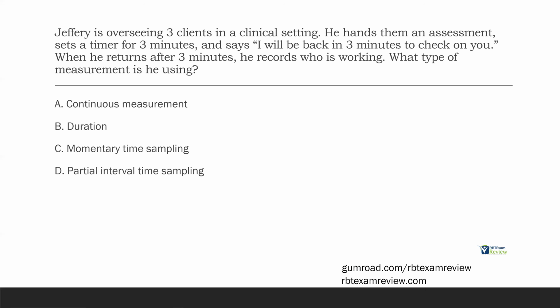You record. A more specific type of momentary time sampling might be PLA-check, planned activity check. However, it is not one of our options. So we're going to go with the next best thing, which is momentary time sampling. And then D, partial interval time sampling. That would imply that he would stay and observe the full 3 minutes. And if the learner is engaged at all, he would record a response. Instead, he's coming back at the end of each interval, checking to see who's engaged and recording that particular instance of behavior. What type of measurement is he using? C, momentary time sampling.